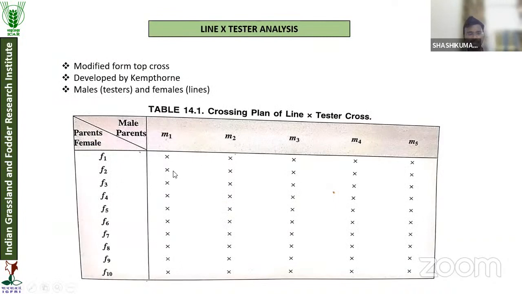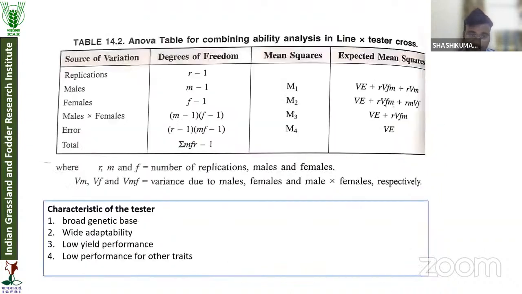So here in the line x tester, suppose you cross with the tester, in this process you estimate the gene action majorly through the combining ability. If the GCA variance is significant, then most of the trait is controlled by additive gene action. If the SCA variance is more significant, then the trait is controlled by dominant gene action.